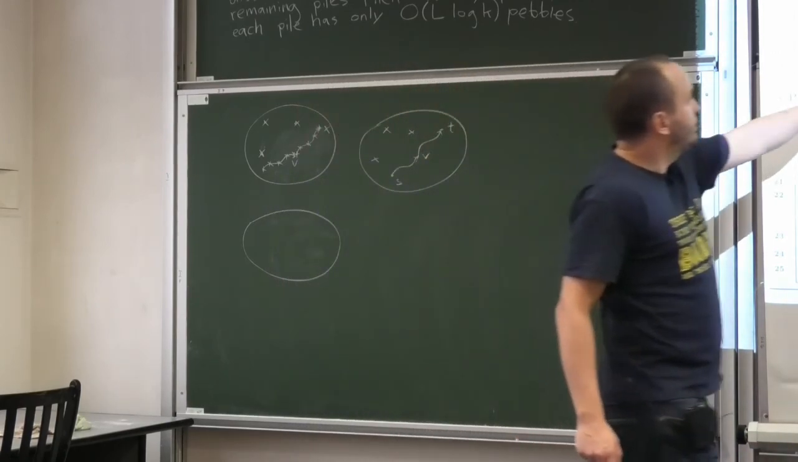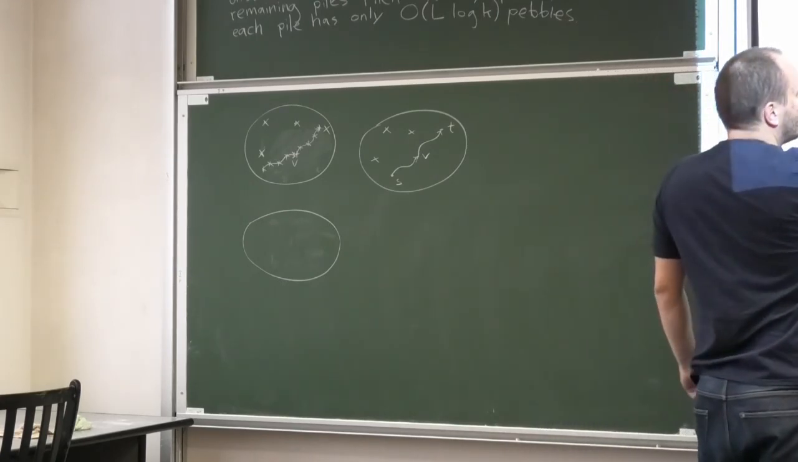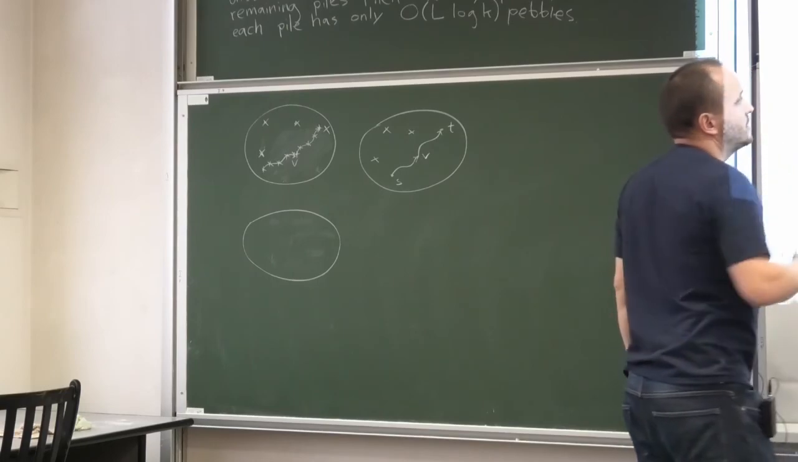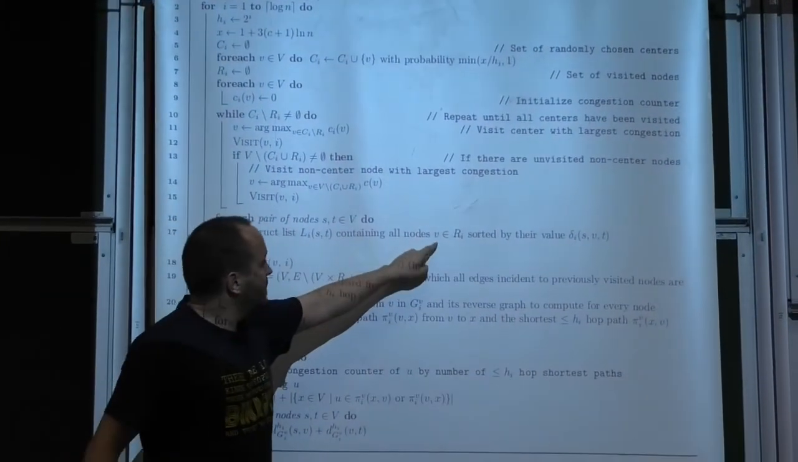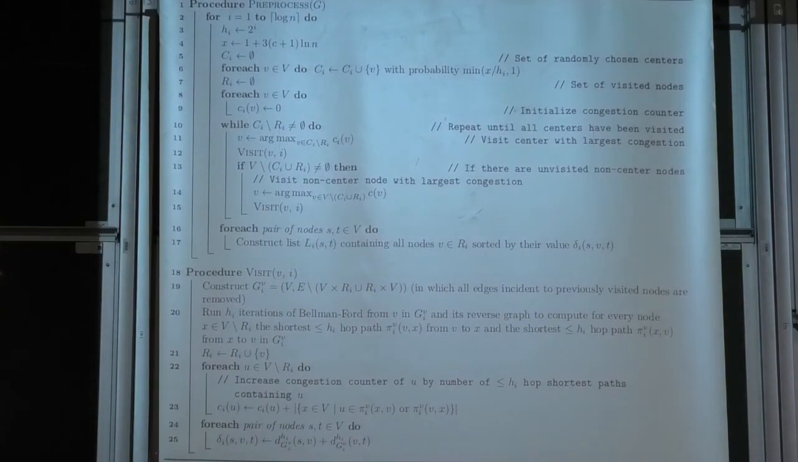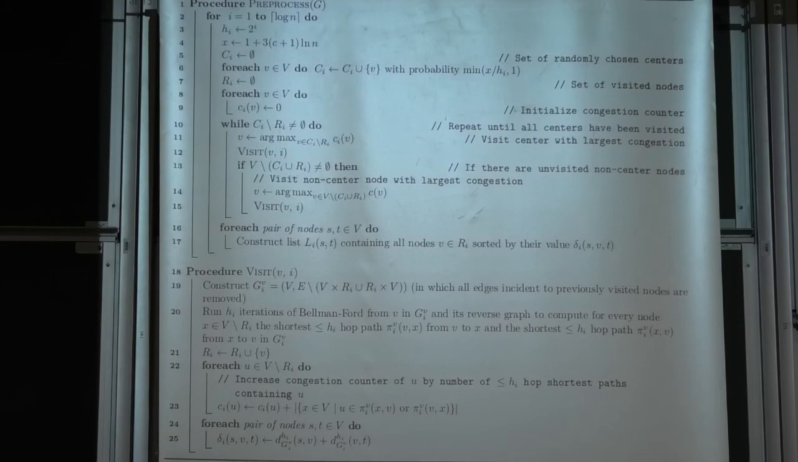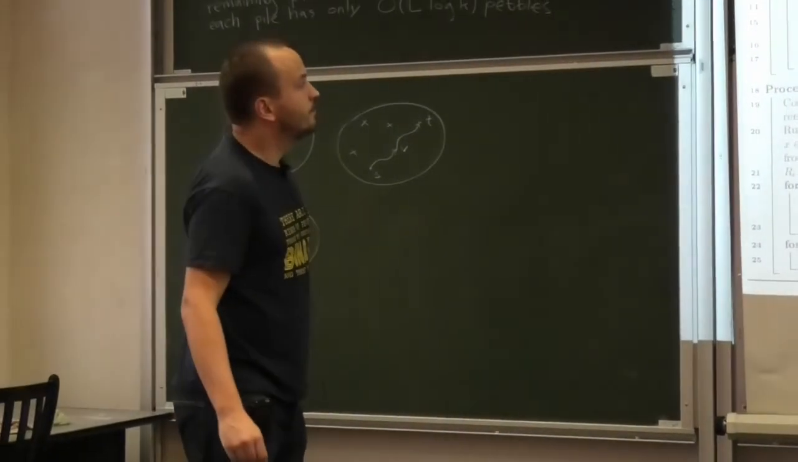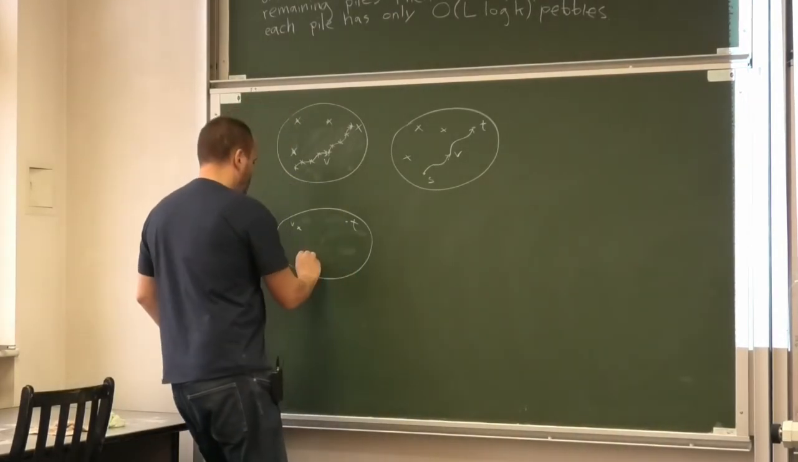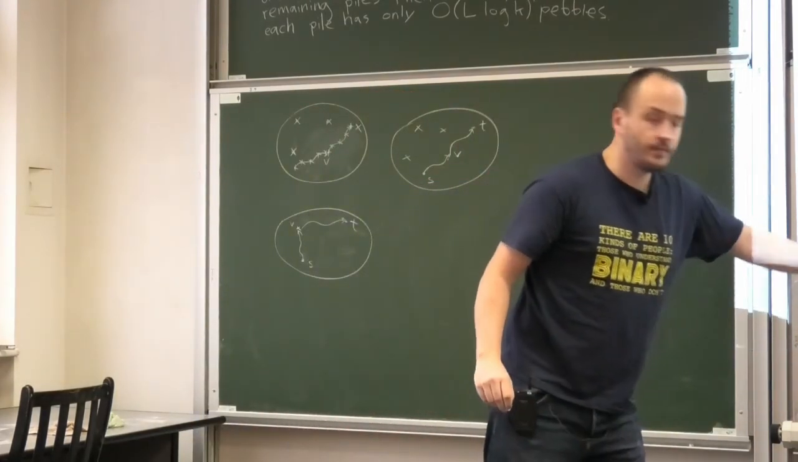And finally, for each pair of nodes S and T, this is the last part of the preprocessing, we construct a sorted list, Li of S, T, containing all these visited nodes sorted by their values, the delta I, S, V, and T. So basically what we're doing at the last point, for each pair S and T, we look at all the vertices that were visited, V, and then we look at the distance we found through them down here, this value here.